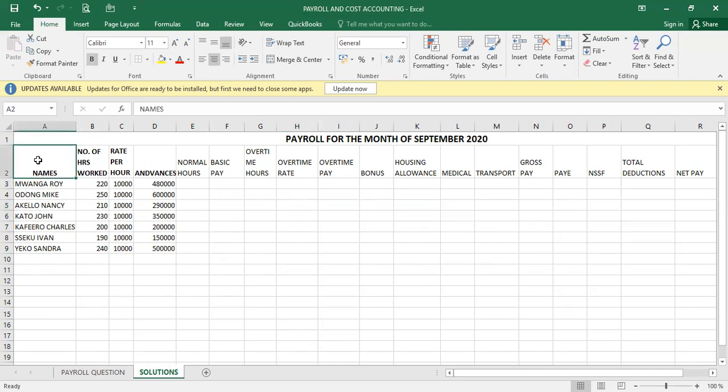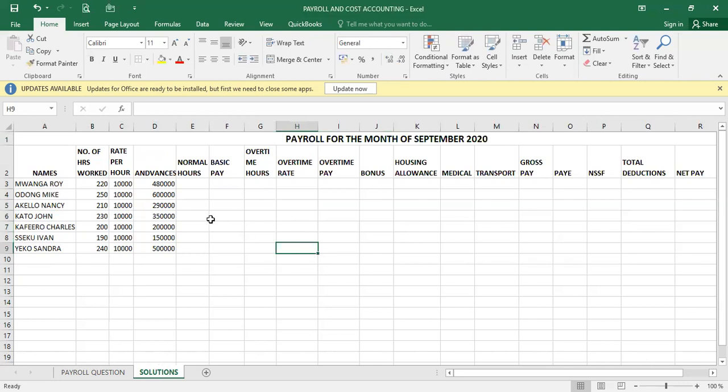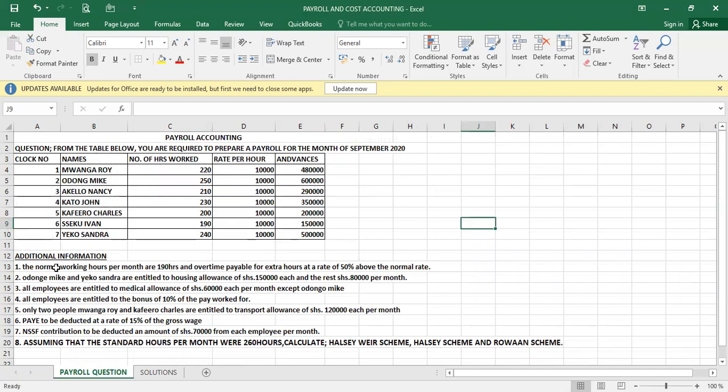I can even highlight these ones so that you can see them. I can highlight those ones. I hope you can see everything. So allow me to kick off and take you through these computations and we see how we can improve in our areas.